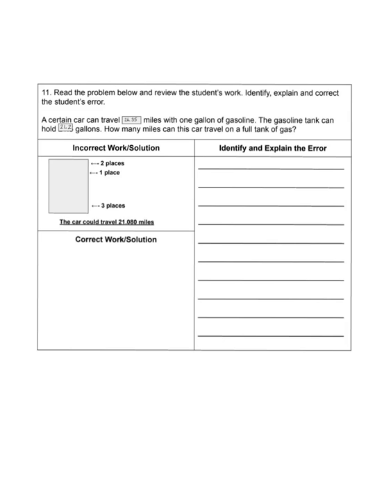So let's begin by reading the problem and solving the problem correctly. A certain car can travel 26 and 35 miles with 1 gallon of gasoline. The gasoline tank can hold 21 and 2/10 gallons. How many miles can this car travel on a full tank of gas? So let's imagine that we're going to multiply 26 and 35 times 21 and 2/10. Does that look funny to you?